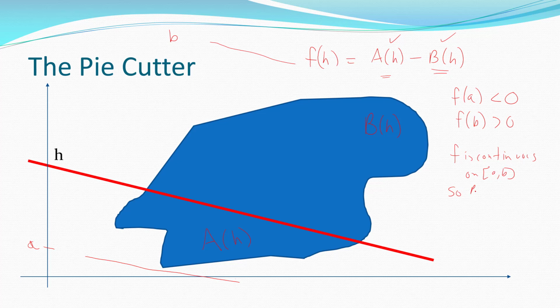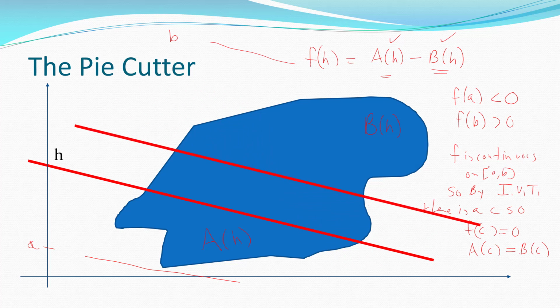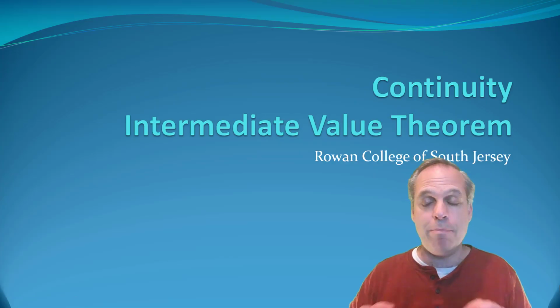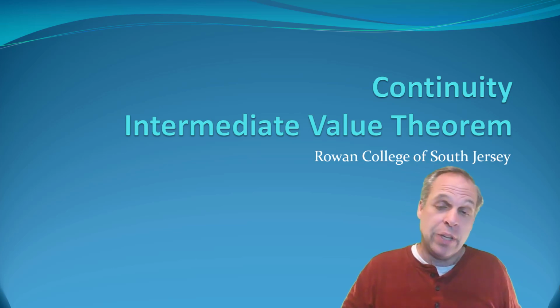So by the intermediate value theorem, there is a choice of height, which I'll call c, so that f of c is 0. That means that the area below the line would have to equal the area above the line. So there is a way to do it. And if I just sort of guess it, it looks like it's about there. Now, you may not believe me, but that's okay, as this is not a pie that either of us are going to eat anyway.